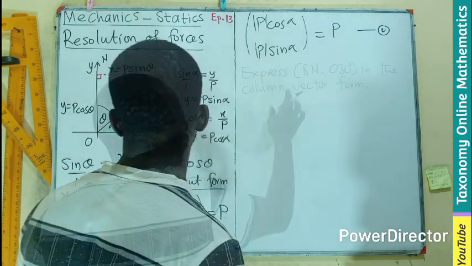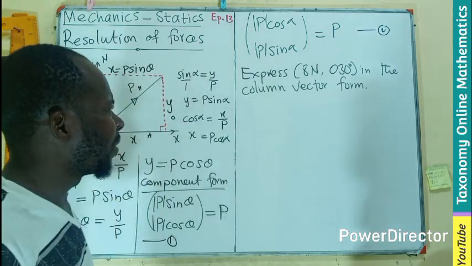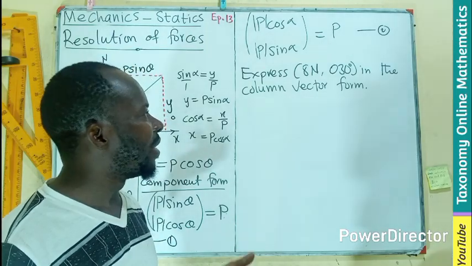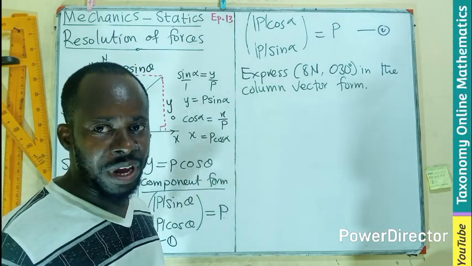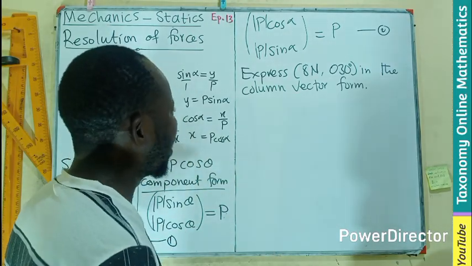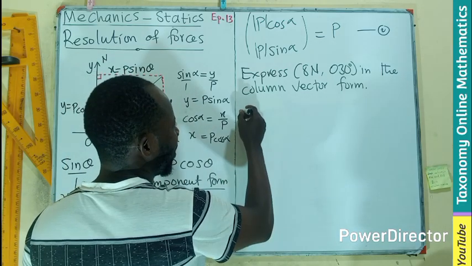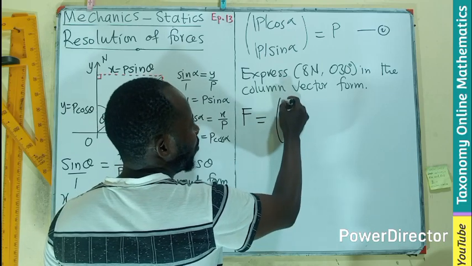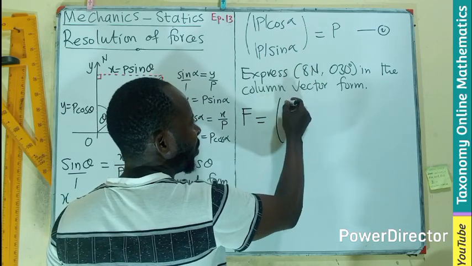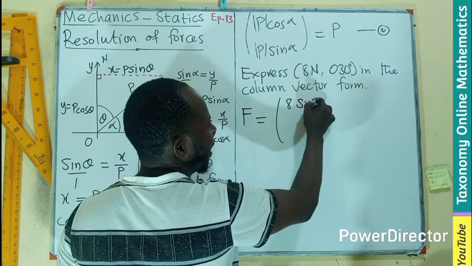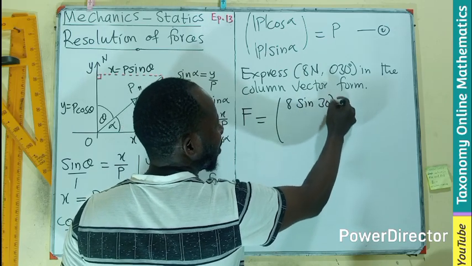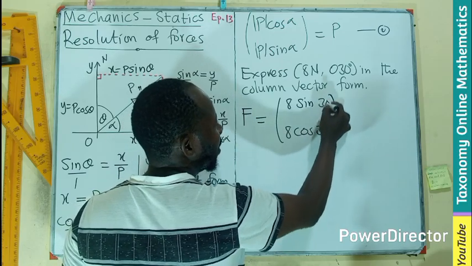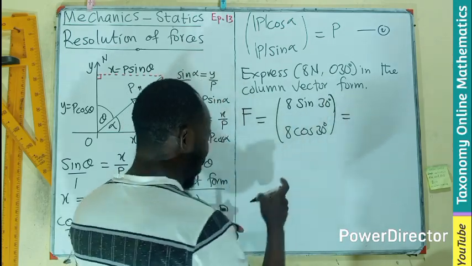So let's see if we take an example. Express 8 Newton as a bearing of 30 degrees in the column vector form. So in the column vector form, I can only express the force that I am going to pick. That force, let me use F, should be equal to P, the force given to me, which is 8, then the sine of the angle 30, then 8, the cos of the angle 30 degrees. Let's put that in our calculator and see.